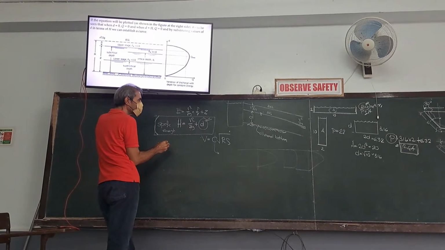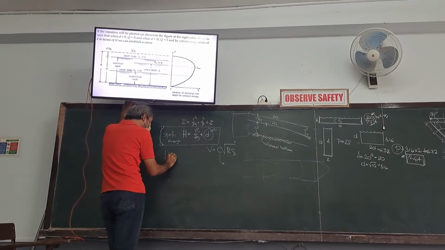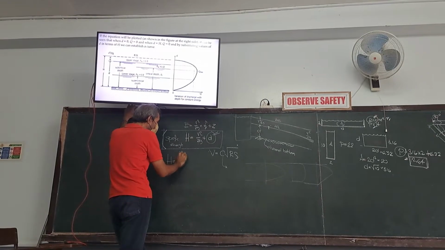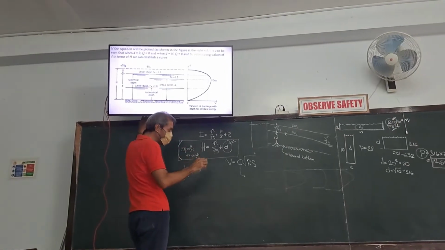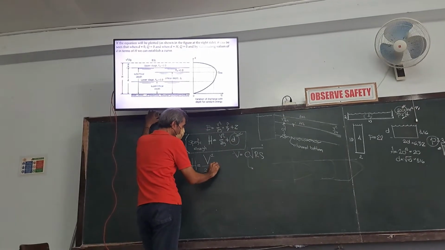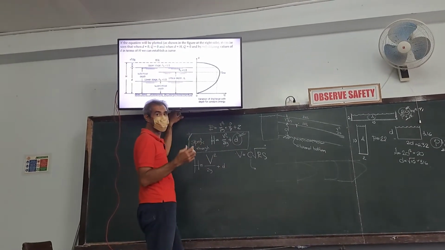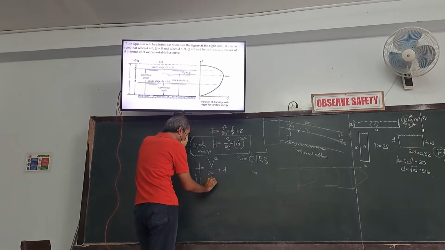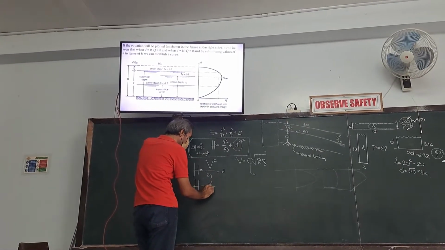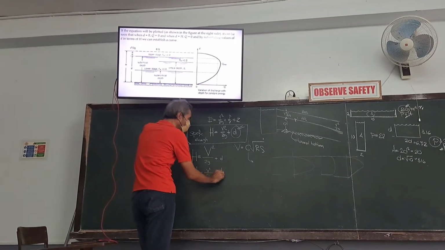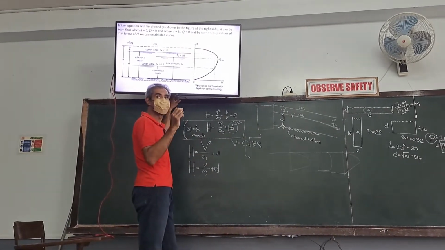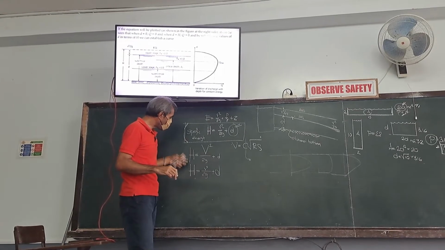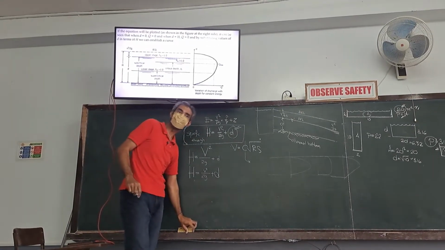With a specific energy of H, your velocity may be large, fast, but your depth of flow small. It may also be the same H with a small velocity and a large depth of flow. In each of these cases, the energy can be the same.